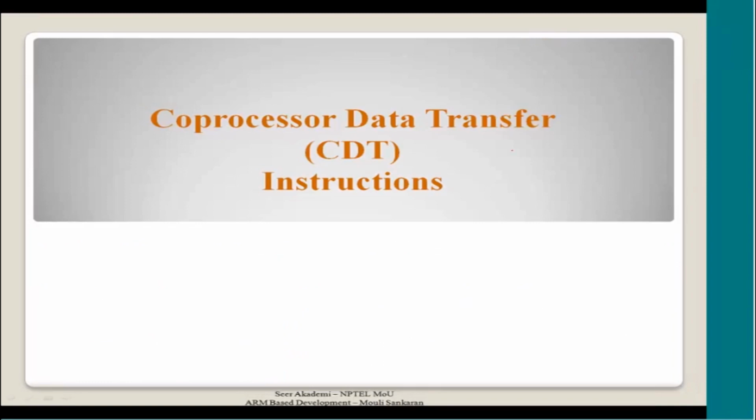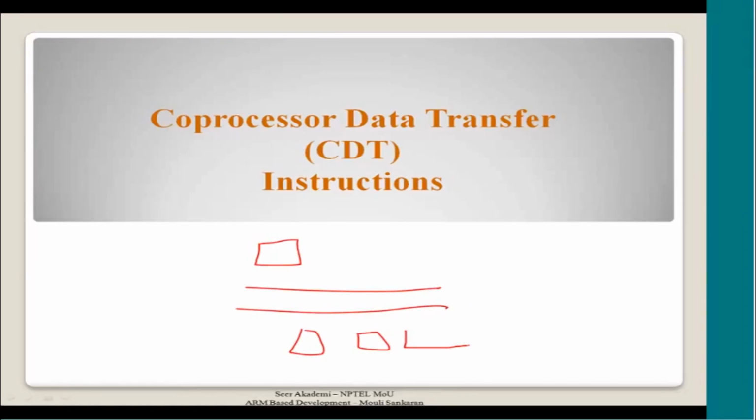Now data transfer. Let me explain why these instructions are required. See, this is the ARM core. It has got a memory, address bus, and data bus. To the data bus, all the coprocessors are connected.